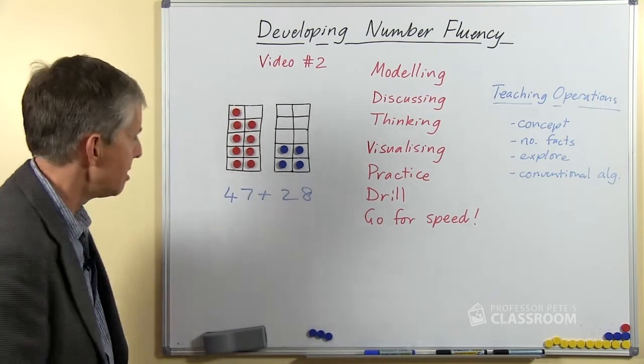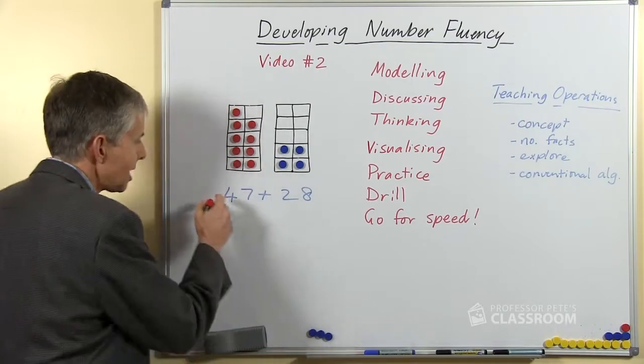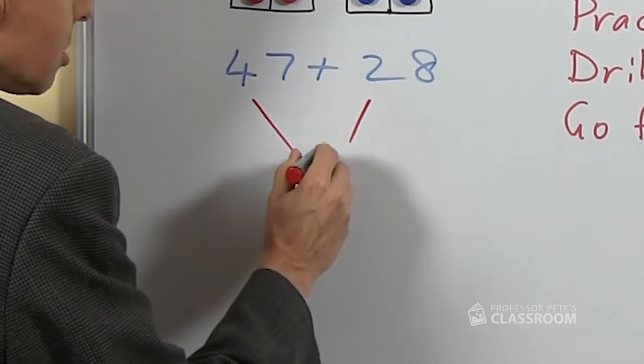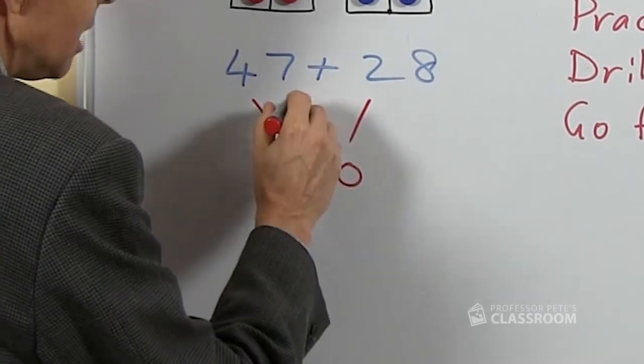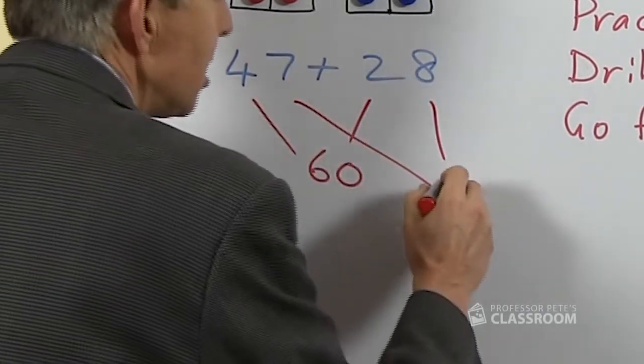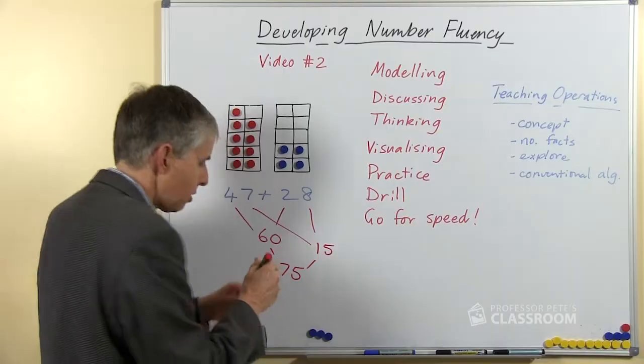Oh, no calculators either. And so I would expect the students could say, and they might start with the tens and say, well, that's 40 and 20, that makes 60. And then we've got a 7 and an 8. And I know 7 and 8 is double 7 and one more. That's a strategy. That makes 15. And together that makes 75.